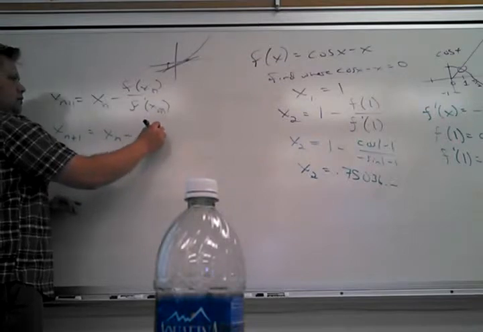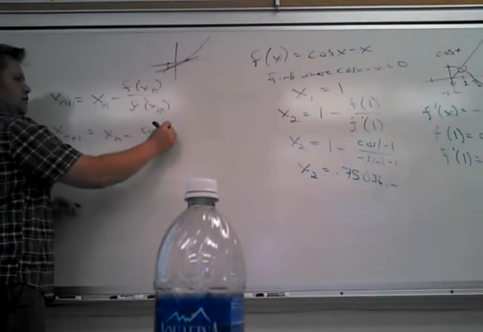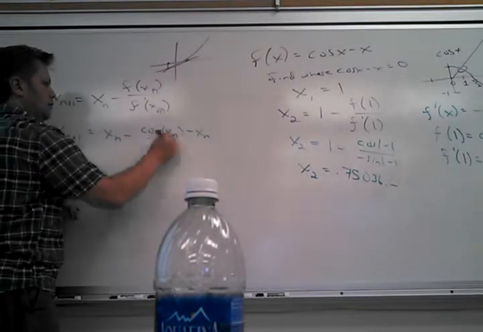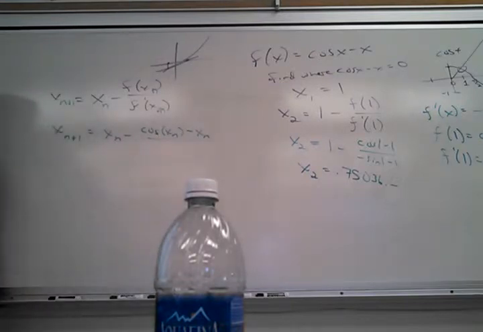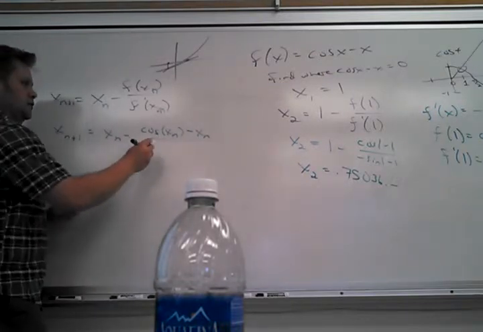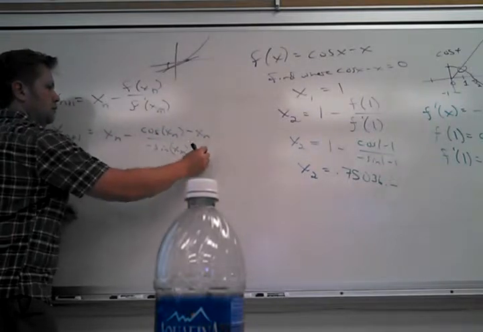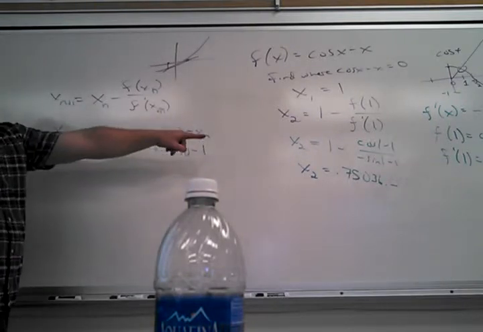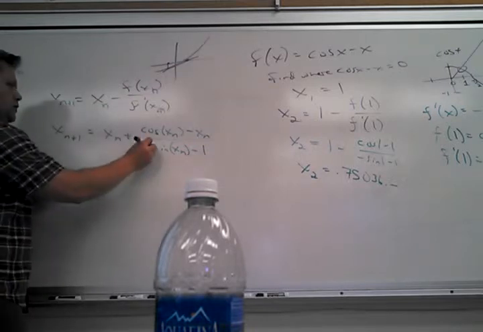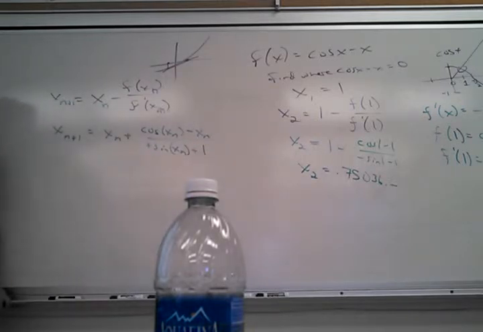x. x. Right, just plug an x_n in. And what's f prime of x_n? Negative sine of x_n minus 1. Minus 1, right? Be careful. And can we just do this real quick? Is that all right? Thank you.